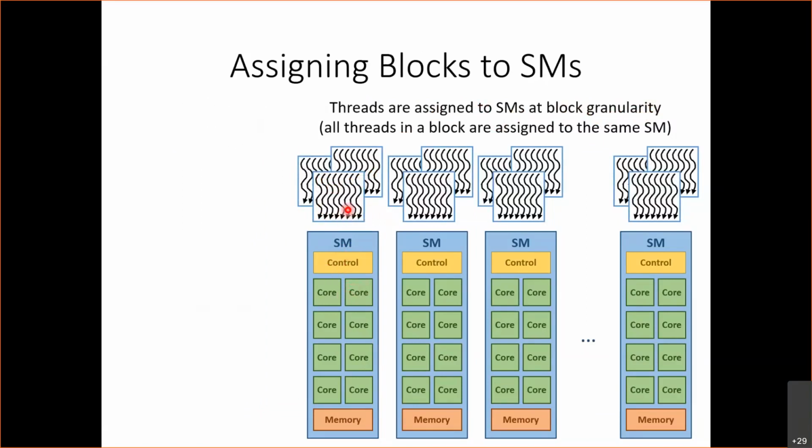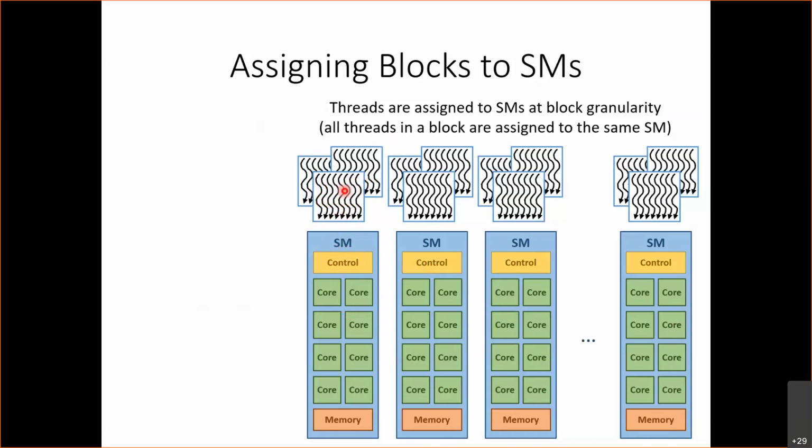Now we can have multiple thread blocks assigned to the same SM. That's okay. So in this illustration here, each SM has 3 thread blocks assigned to it. However, we cannot have the threads inside of a thread block, some of them assigned to one SM and some of them assigned to another SM. All of them have to be assigned to the same SM.